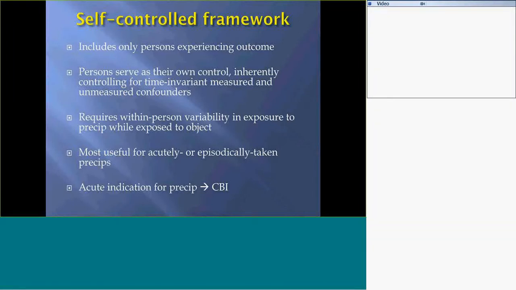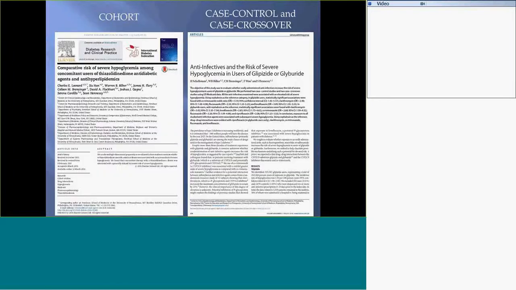But this requires within-person variability in exposure to the precipitant while exposed to the object. That is, the design requires discordance such that the person has some time on and off of exposure to the precipitant. So these designs tend to be most useful for acutely or episodically taken precipitant drugs, for example, antibiotics that aren't taken chronically. But there can still be an acute indication for that precipitant, which can cause some confounding by indication. And there are approaches in self-controlled studies, like in cohort studies, to control for time-varying confounding.